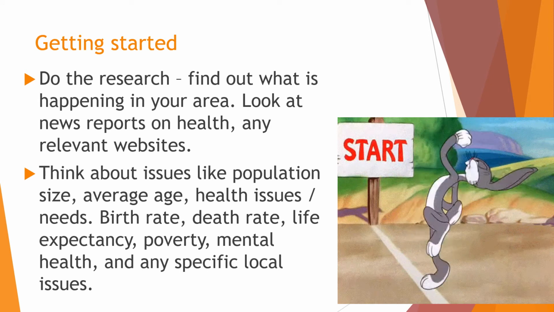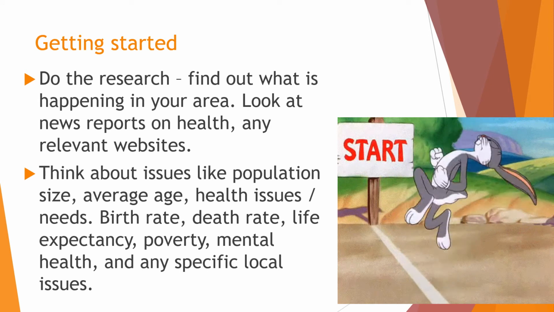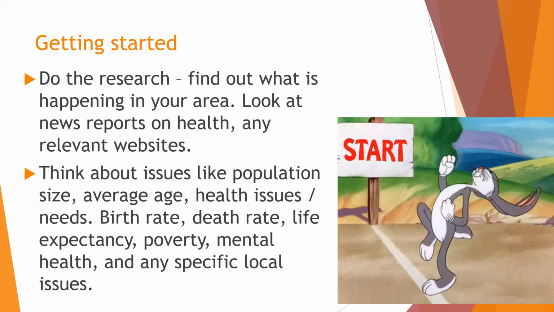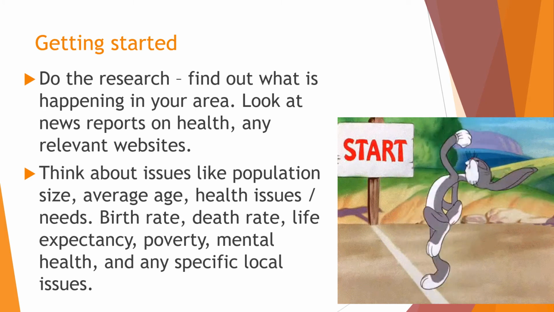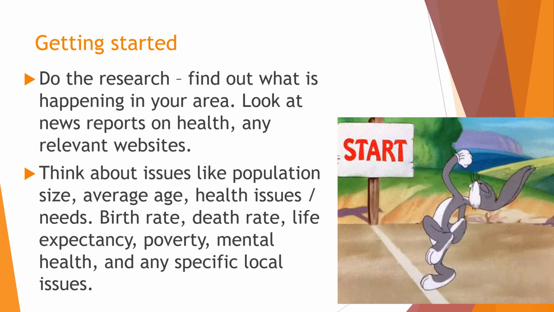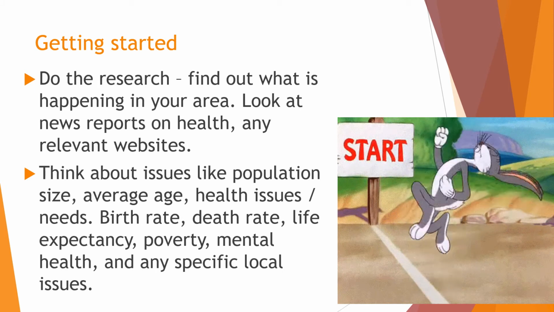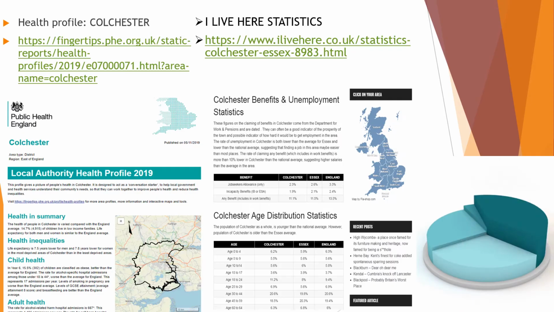So before we get started, what to do? The main thing to do is do the research. Start researching your local area. Look at news reports on health, look at relevant websites. What are the issues? What's going on with population size, average age, health issues, needs, birth rate, death rate, life expectancy, poverty, mental health issues? What is happening in your area? The more data and information you can gather, the easier P6 becomes.